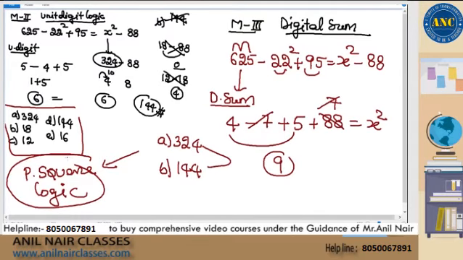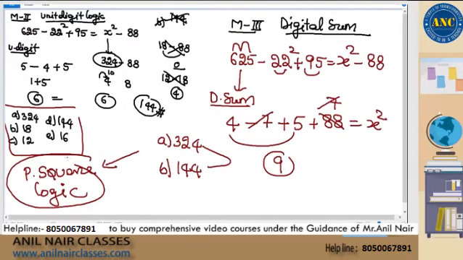Now all the students will understand why I discussed three models. One is perfect square logic, another is unit digit logic, another is digital sum logic. I hope it is clear, Raju. Idea is clear, right, sir? It all depends upon the question.